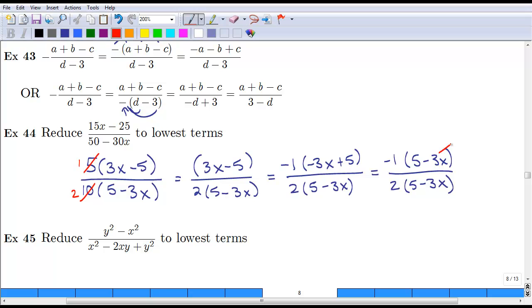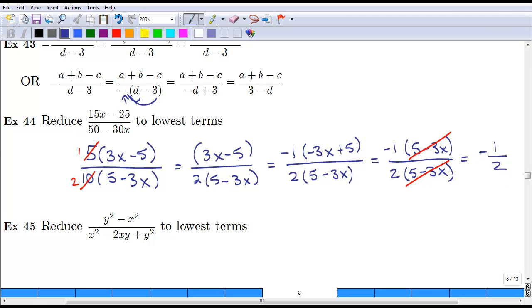Now we have the same term, 5 minus 3x, 5 minus 3x, and we are left with a fraction of negative 1/2. So I know that seems a little tricky. Go ahead and pause the video or rewind the video if you need to see that again. We're going to do another example, but I want to make sure that you can understand that what we're doing is factoring out a negative 1 so that we can get the same term and simplify properly.